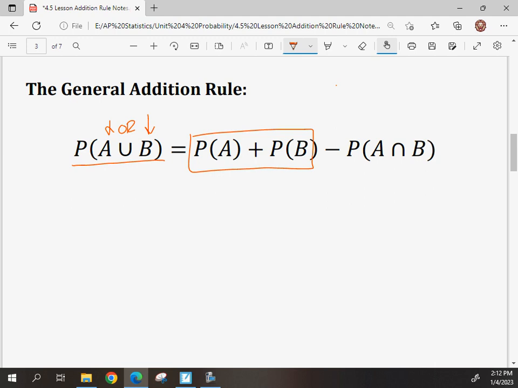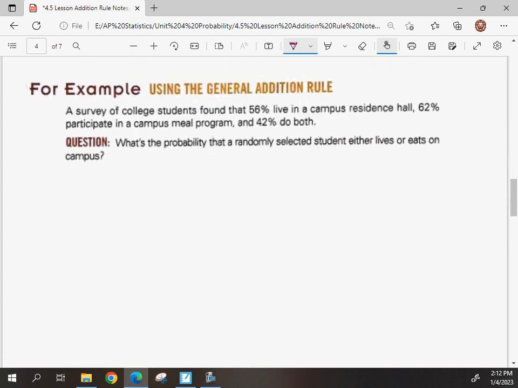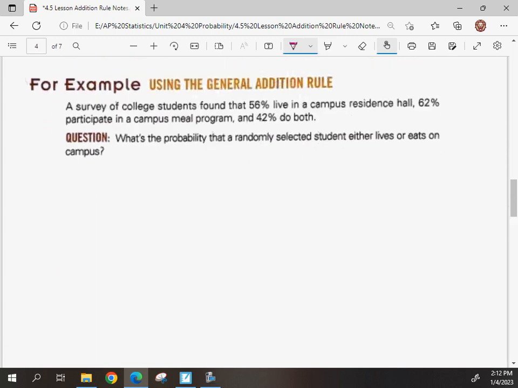But if there is some overlap, if they can happen at the same time, we need to subtract out this piece where they're happening, this "and," where they're happening at the same time. Because if we don't, then that means we're putting more into the probability than we should. So that's best shown using an example.